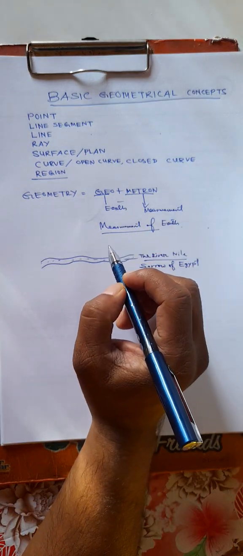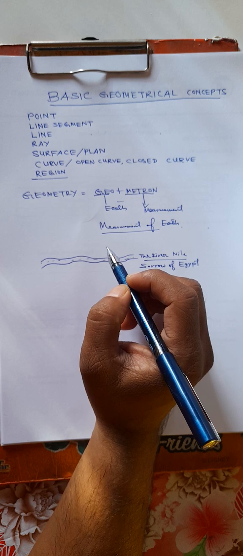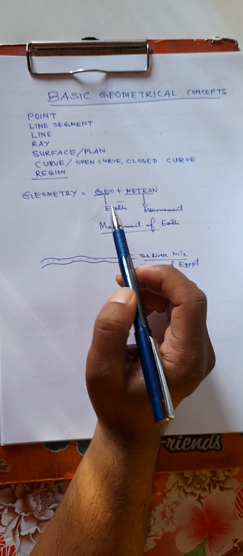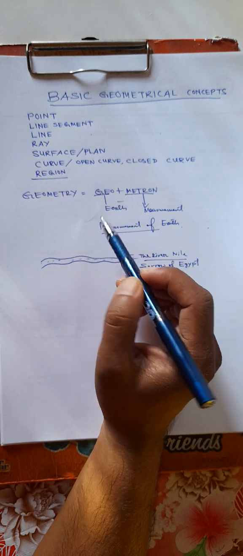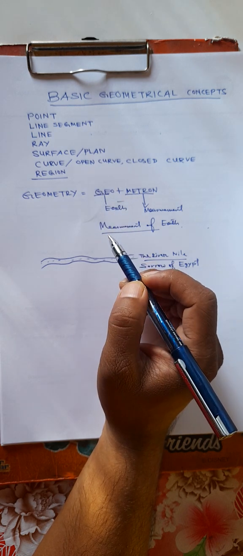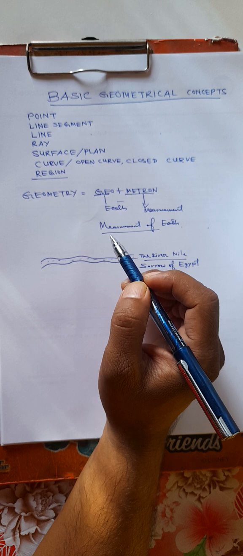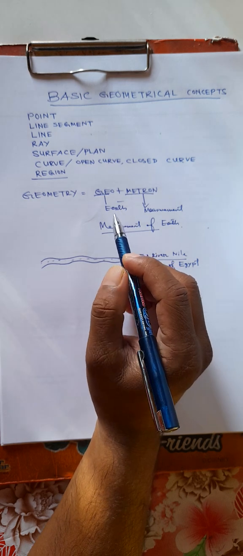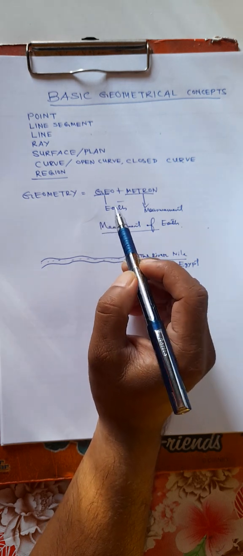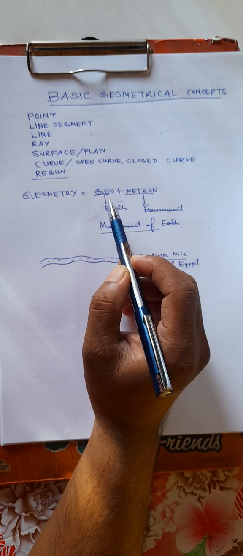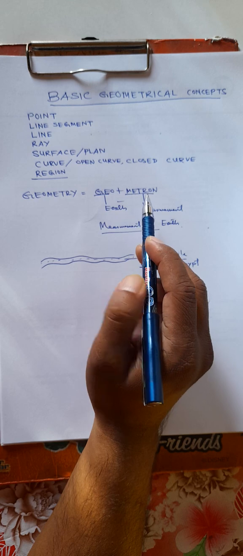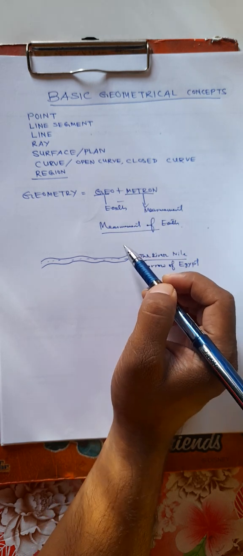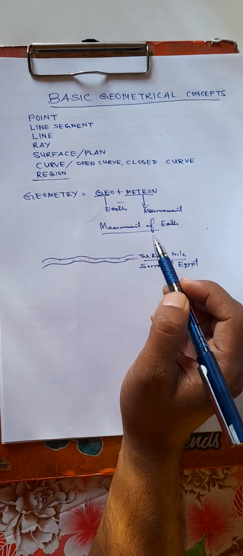Here we will start the basic concepts of geometry. We will start with point, line segment, line, etc. Now if we go back to the history of the origin of geometry, you will come to know that the word geometry is coming from two Greek words, geo and metron. Geo means art and metron means measurement. So geometry means measurement of the art.